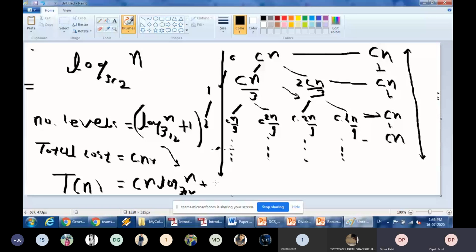Now this equation you can obviously represent in theta notation. So what will be the theta of this? For that, you get the higher order of n. What is the higher order of n? Here n log n is there, and in the second part we have n only. So the final answer will be n log n base 3 by 2. This is the final answer: theta of n log n base 3 by 2.